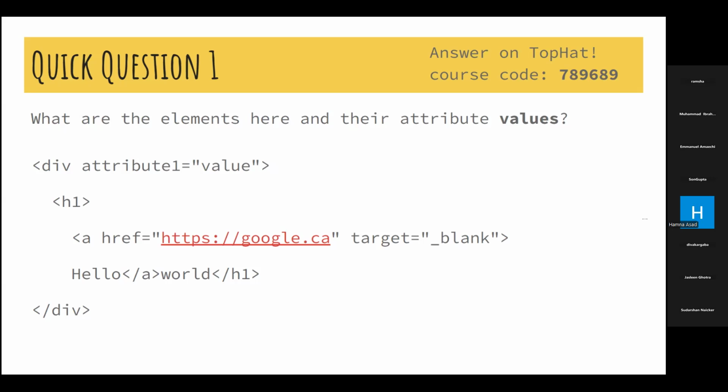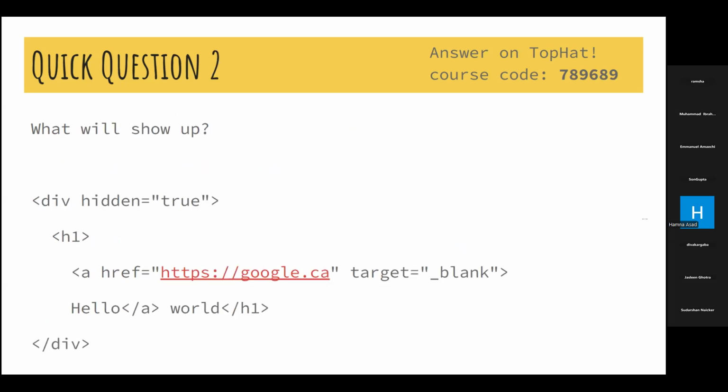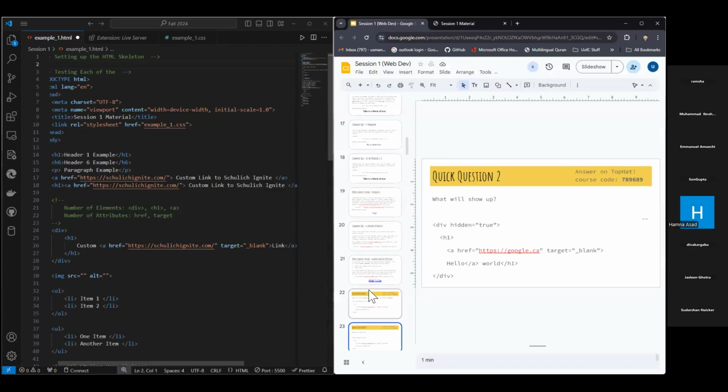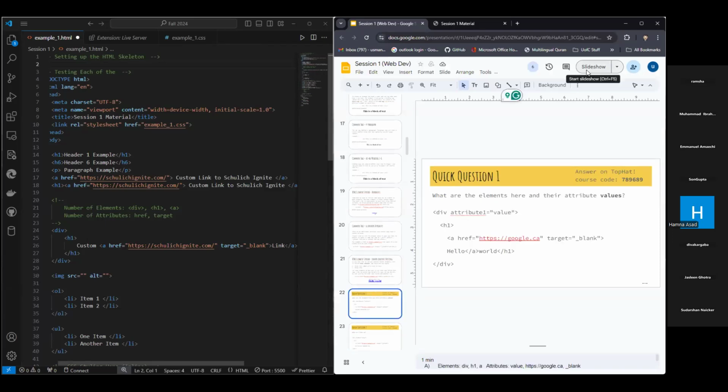Okay, time is up. The second page is the next question. The answer, if you see on the top, is A. So the elements here would be the div, the h1 header, and the anchor. The attributes would be the value, the Google link, and underscore blank.